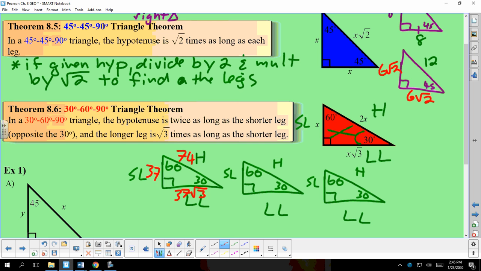The next situation, which is also quite easy. What if the hypotenuse was 12?